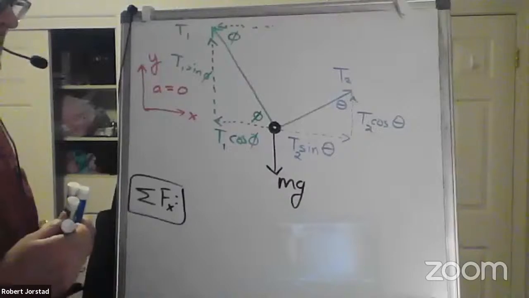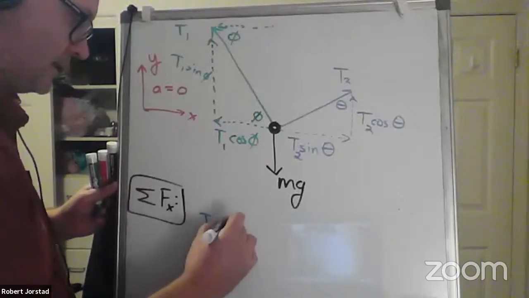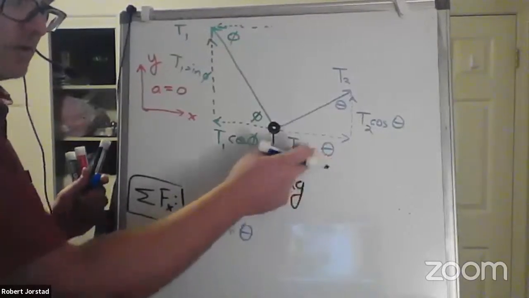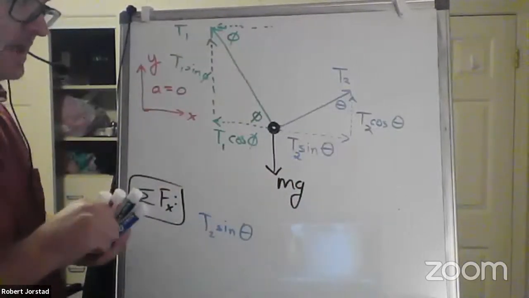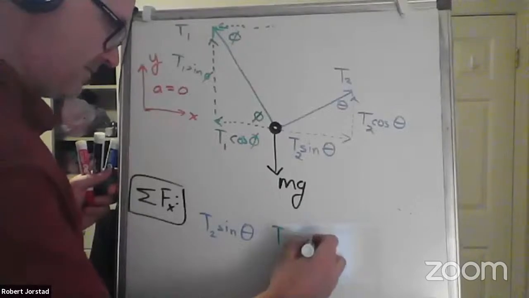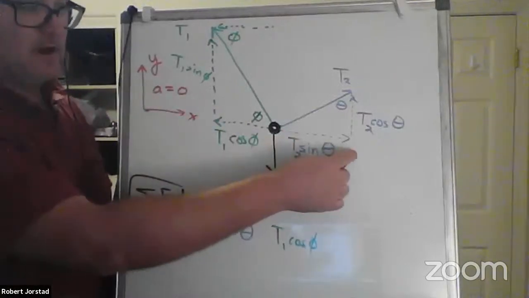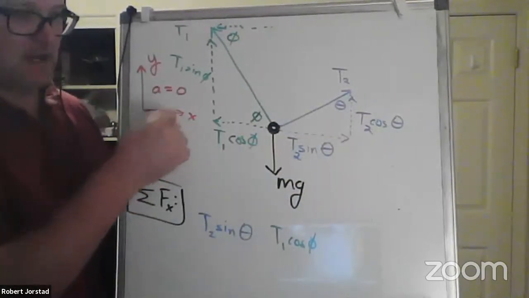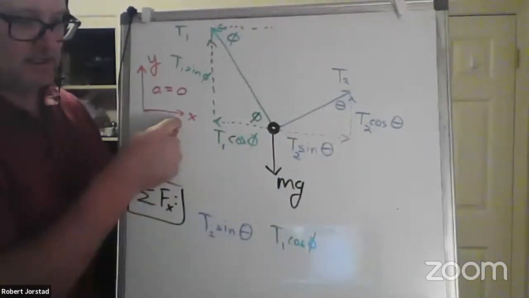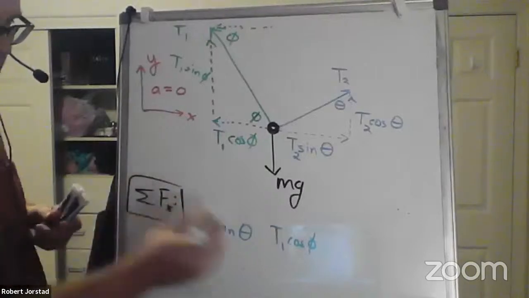In this case, let's talk about the X direction. T2 sine theta. Notice how important it is with problems that have more than one angle to clearly state if you're talking about a theta with a horizontal line or phi with a near vertical line. Next, T1 cosine phi. Now, the arrowheads relative to the coordinate system tell me the plus or minus sign. This is to the right. I said to the right is positive. That makes this positive. This is to the left. I said to the right is positive. That makes this negative.